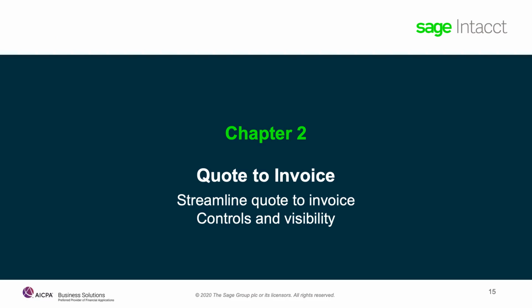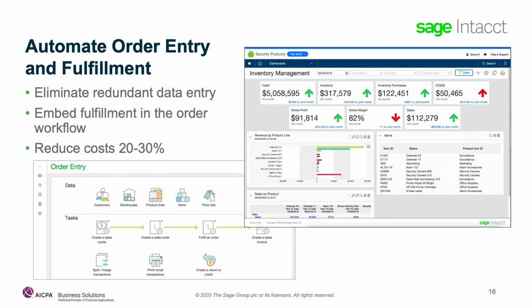In this chapter, we'll look at how Sage Intacct helps you streamline quote to invoice, while controls and visibility enhance effectiveness and decision-making. Whatever it is you sell, our solution can streamline order entry and fulfillment processes with integrated transaction workflows, and will help keep your processes scalable when your business grows and you start selling other goods, do more business with your customers, and have more employees using the system. With its advanced inventory system and pre-built integrations to e-commerce systems, Sage Intacct can help reduce costs to process orders by 20 to 30%.